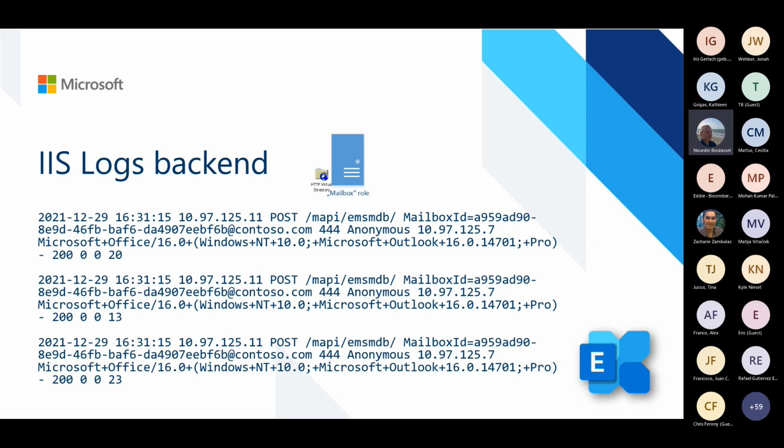Here's a sample from one of these backends. As you can see, it's MAPI EMSMDB. Yes, I see it's for that mailbox, A9 something, but then that's about it. We see it's port 444, anonymous. That's normal, that's the expected value here. And yes, we see it's that client. Everything's okay and fine with the 200 status and timings of 20, 13 and 23 milliseconds, but there's just no way to correlate which of the calls I was really interested in.